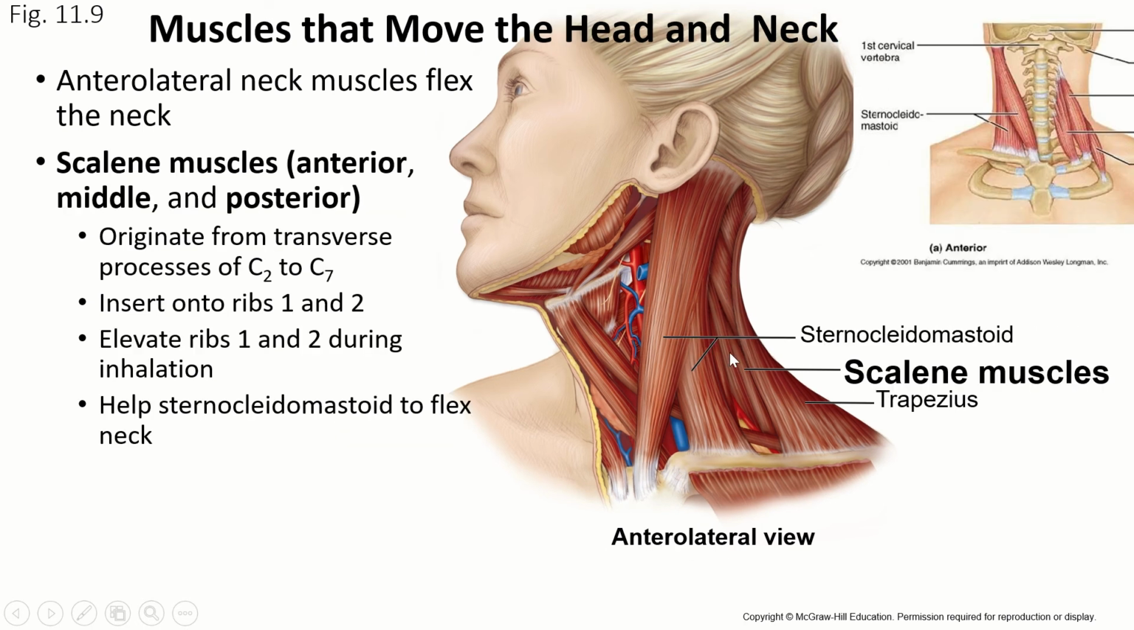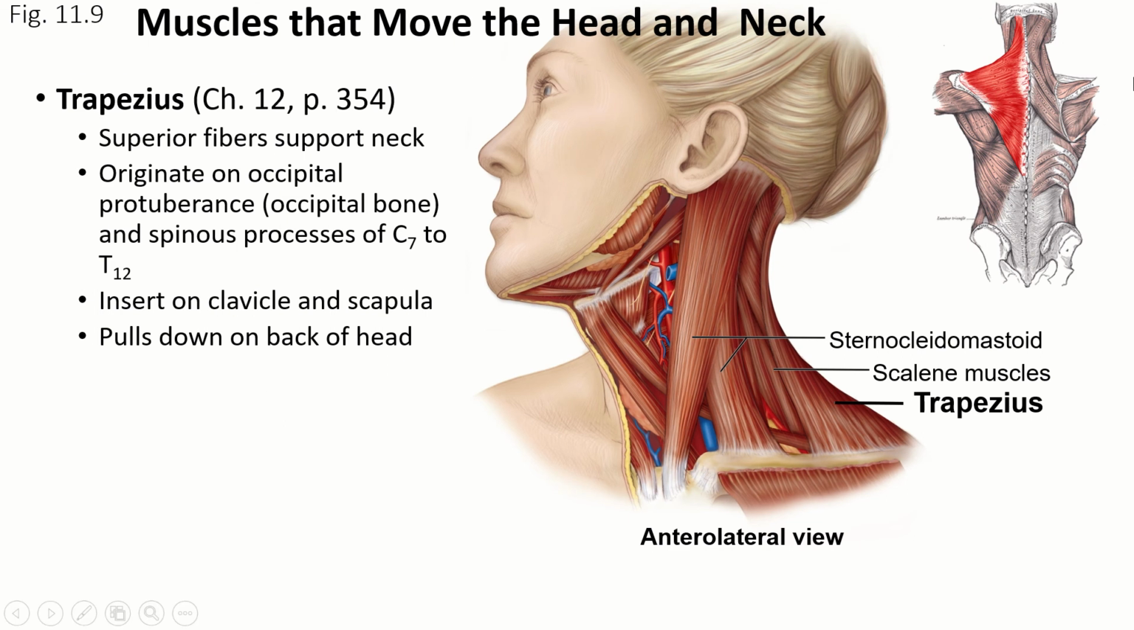Now, a little posterior and a little deeper are the scalene muscles. We're going to come back to them because they're important muscles of respiration. But they also help to flex the neck because they go from the transverse processes of the cervical vertebrae to ribs 1 and 2. So their main role is to elevate those ribs during inhalation, but they're also going to help to flex the neck, bend your head forward.